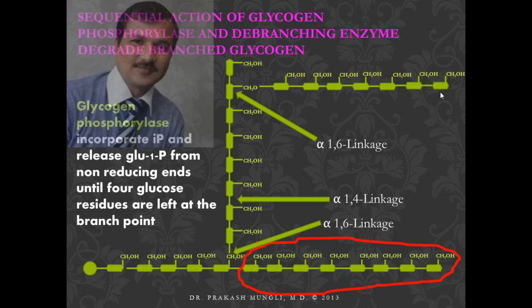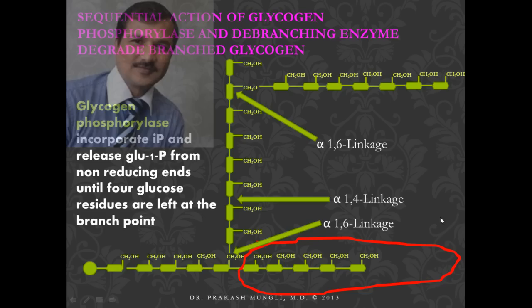Basically, glycogen phosphorylase incorporates inorganic phosphate, and inorganic phosphate acts as a nucleophile that breaks down the alpha 1,4 linkage and releases the glucose. The same inorganic phosphate will be attached to glucose at the first carbon, and it is released as glucose 1-phosphate. So this is how the glucose is taken out. Say one glucose is taken out, released as glucose 1-phosphate, then one more is taken out.